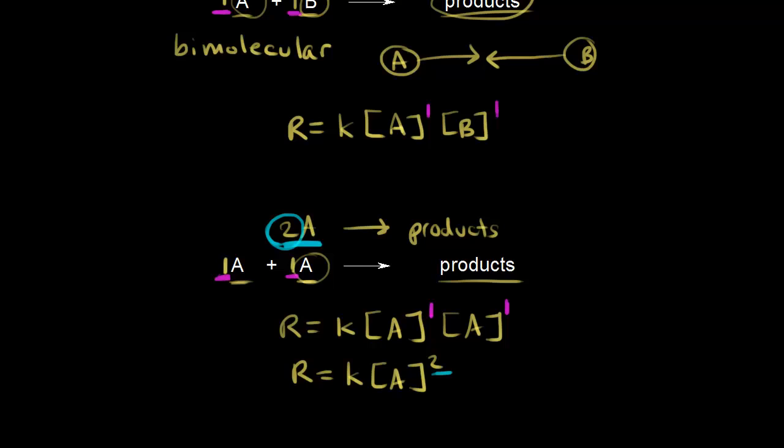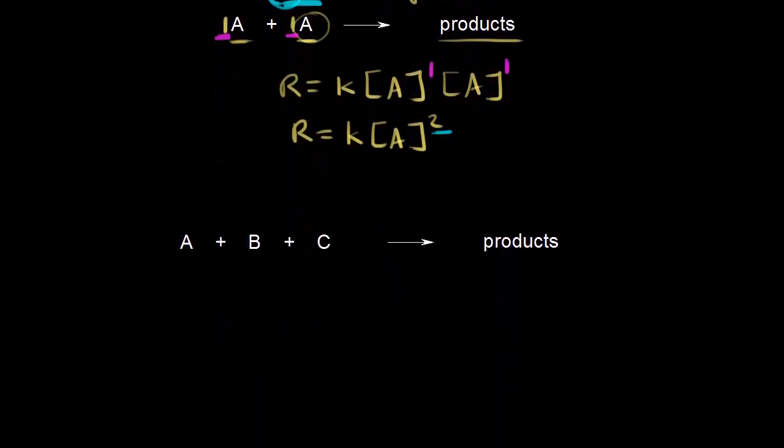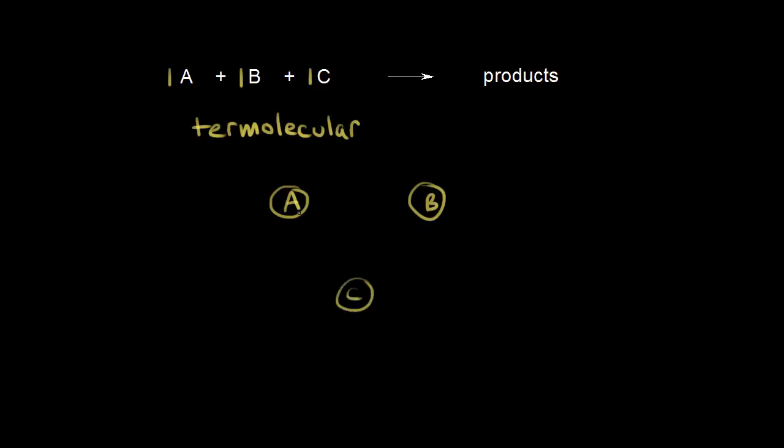Finally, let's look at a reaction where we have three participating molecules. So 1A plus 1B plus 1C gives us our products. So one molecule of A plus one molecule of B plus one molecule of C. There are three participating molecules here, so we call this a termolecular reaction. And for this to occur in one step, these would all have to collide at the same time. So if we had A, B, and C, they would all have to collide at this point in space at the same time.